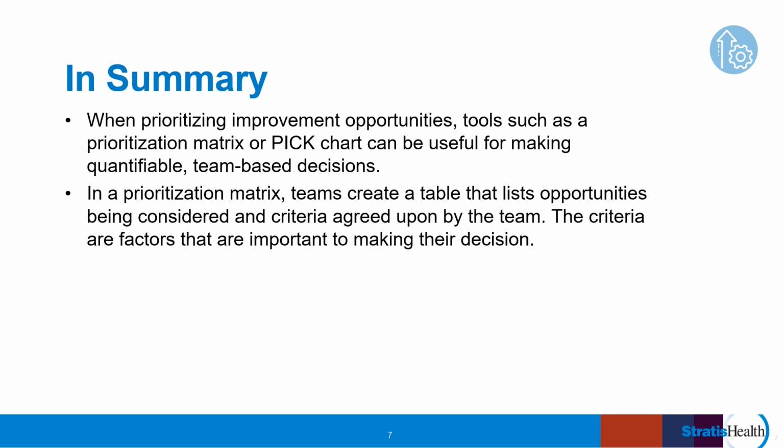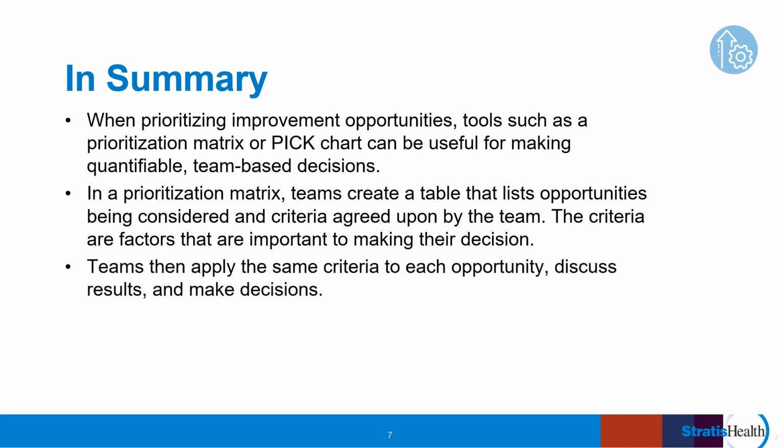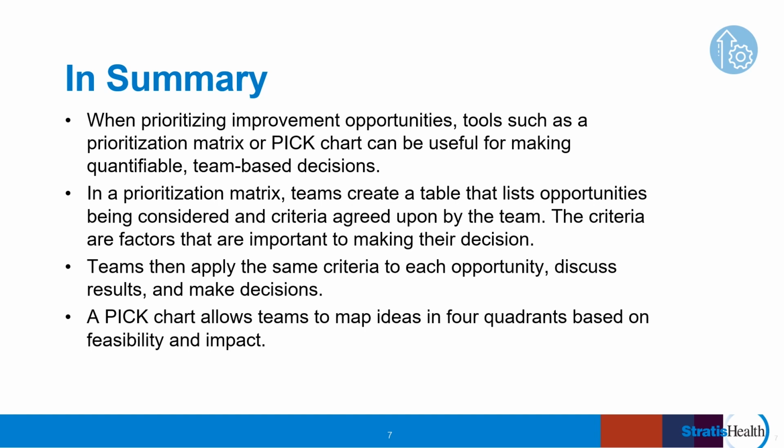Common criteria include such items as relevance or importance to the organization and customers, feasibility, cost-benefit analysis, and impact. The team works through each opportunity and applies the same criteria to each, and then discusses the results and makes decisions. Another prioritization method is a pick chart, where ideas are placed into 4 quadrants based on feasibility and impact. This is another method to help quantify decisions and help teams discuss the pros and cons of each opportunity.